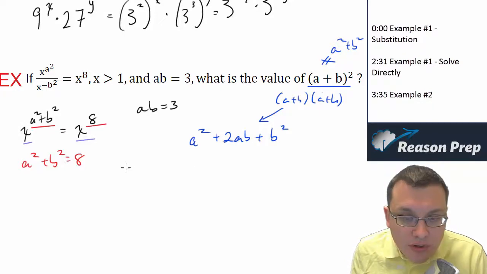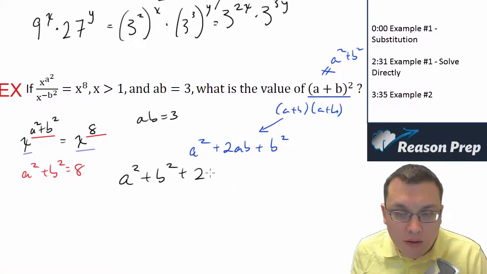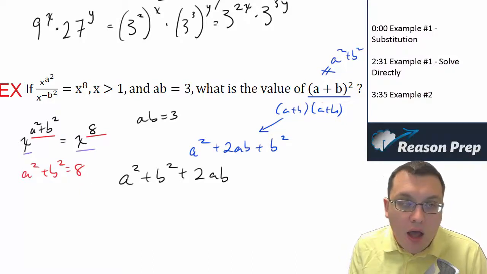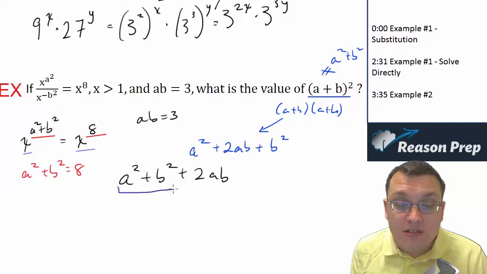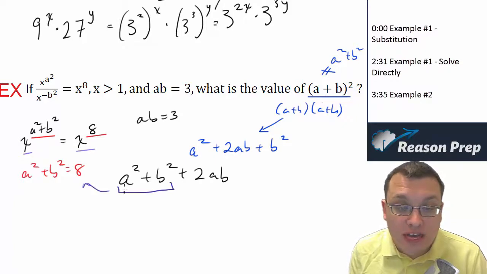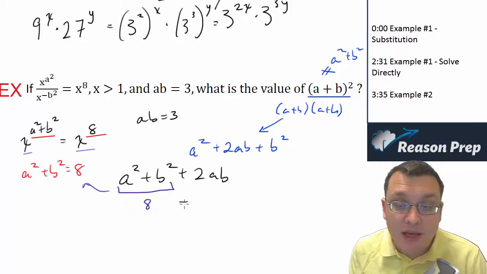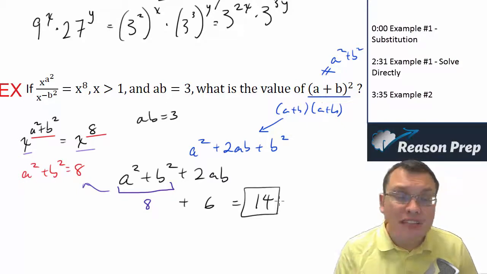Notice if I do a little rearranging of this, just move the b squared over, switch places with the ab, I get a squared plus b squared plus 2ab. Now wait a minute, we know this has been defined earlier. This is 8. And then this was given to us in the problem. ab is 3, so 2 times ab would be 6. So 8 plus 6 is 14. And there you go.